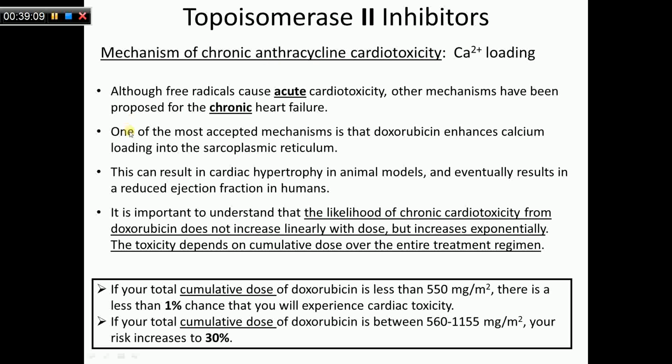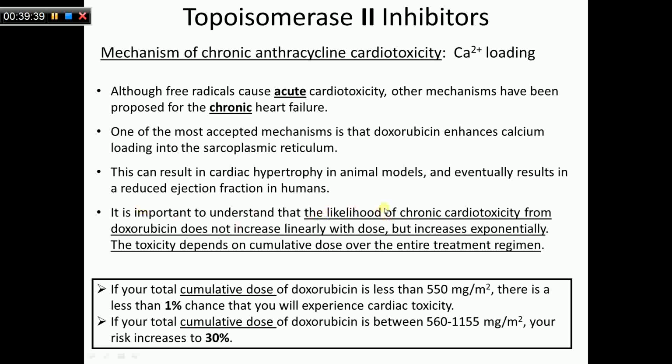If you have enough doxorubicin, there's evidence that it can permanently increase the loading of calcium into the sarcoplasmic reticulum of the cardiomyocytes. And what will happen then is that calcium gets released through an action potential. You have a very strong contraction, and you could ultimately get hypertrophy of the cardiac muscle. The hypertrophy is very evident in animal models, and we know in humans we get a reduced ejection fraction and heart failure.